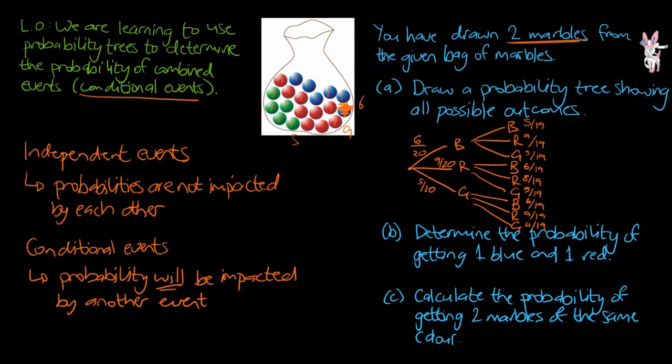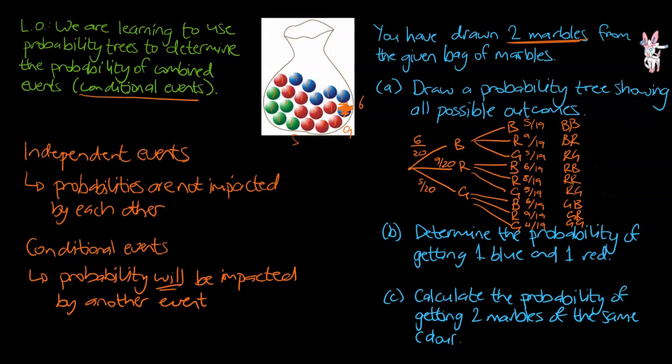We're then just going to list our outcomes. So this here is blue and blue, blue and red, red and green, red and blue, 2 reds here, red and green, blue and green, green and red, and then green and green. I'm not going to find the probability for each of these branches. We'll just look at the relevant ones based on our questions later on.